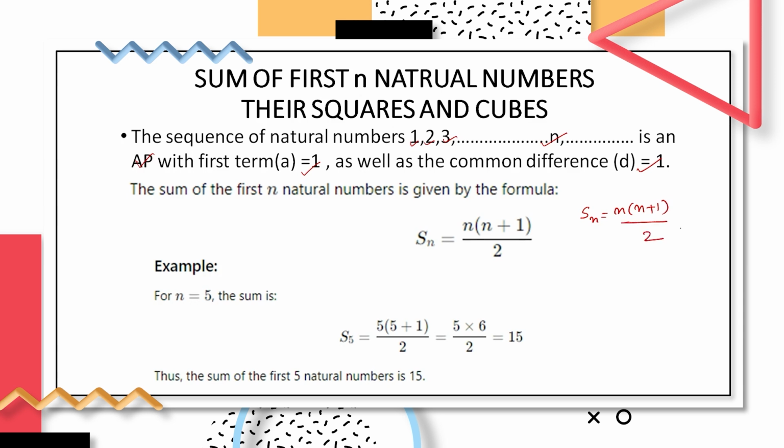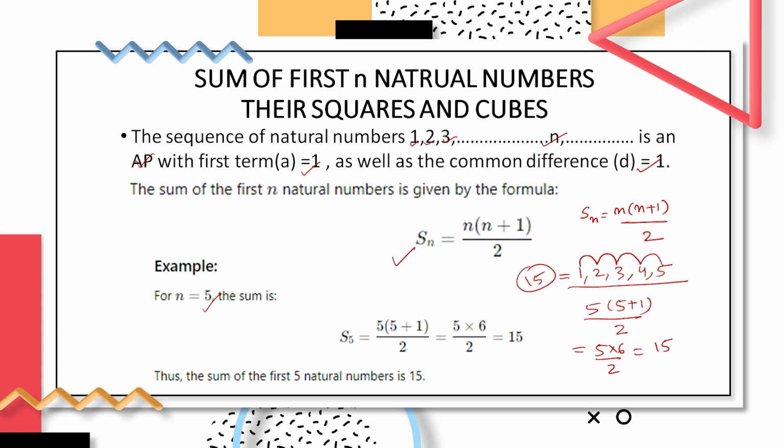So for example, if n is equal to 5, then the sum of 1, 2, 3, 4, 5 will be 5 into 5 plus 1 by 2. That is 5 into 6 by 2, that is 15. And we can directly say 5 plus 4 is 9 plus 3 is 12 plus 2 is 14 plus 1 is 15. So you can directly use this formula to find the sum of the first n natural numbers.